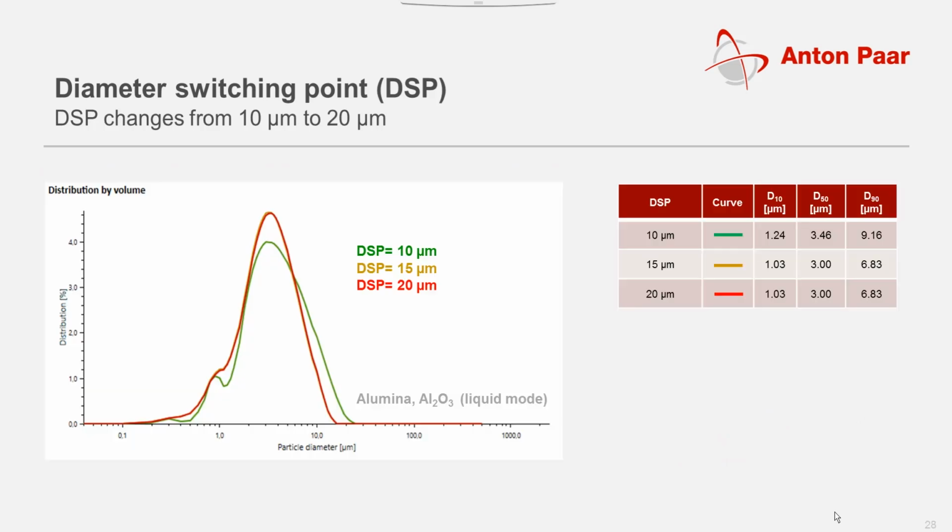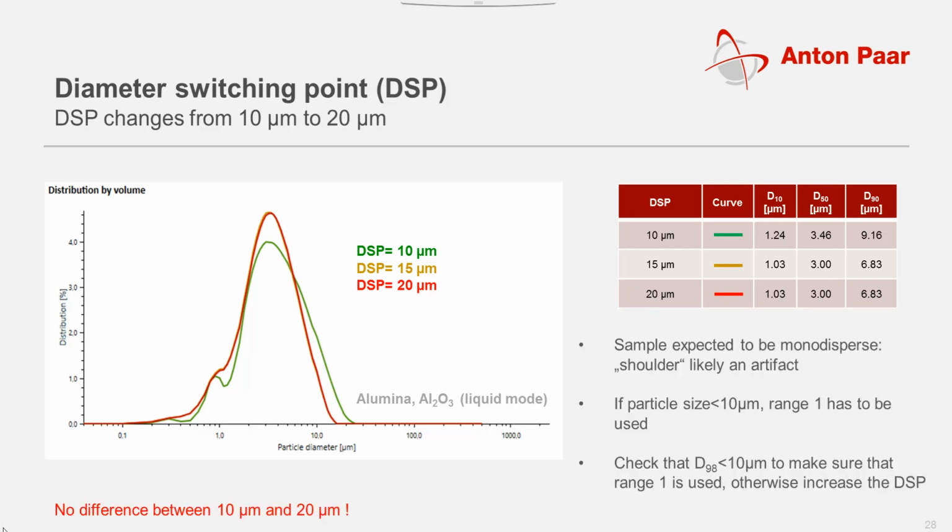A sample of alumina powder was measured at diameter switching points of 10, 15, and 20. As you can see in the distribution and in the table, there is a significant difference between 10 and the other two values, but the results with diameter switching points 15 and 20 are the same.